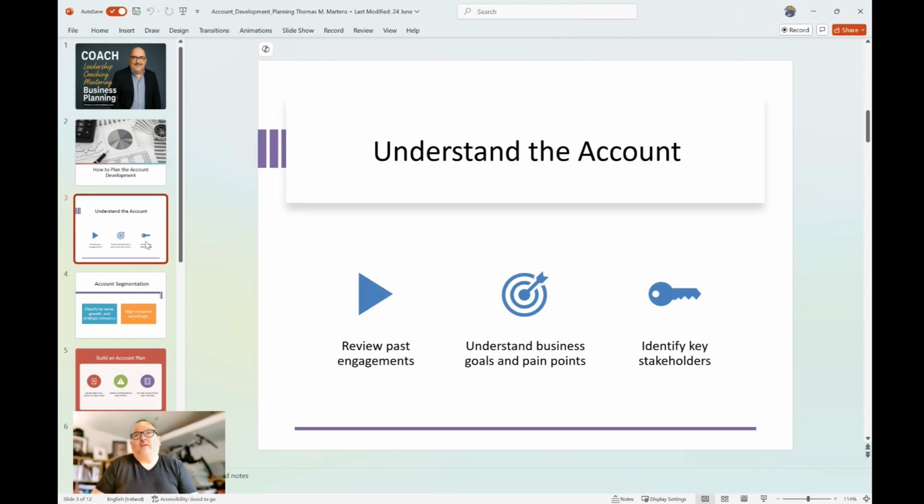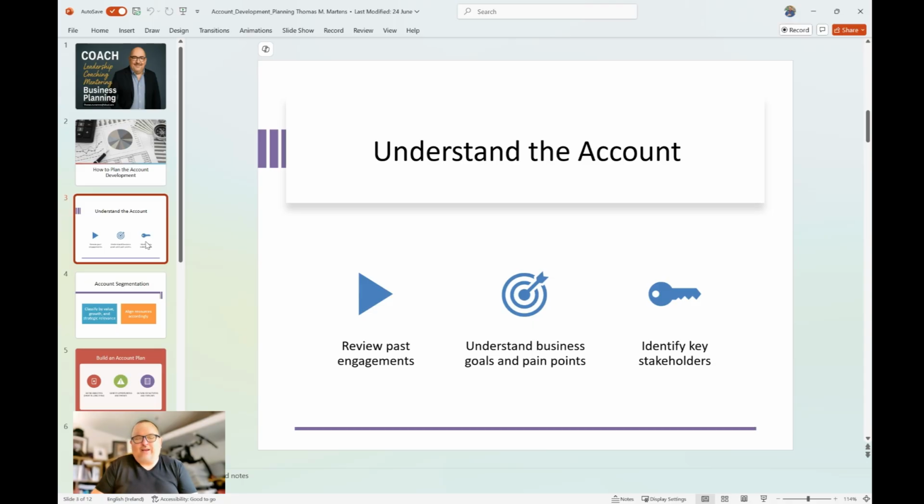Then it's very important to understand the business goals and pain points of the account, of the customer. When you have a bigger picture and a narrow picture about their business and their goals and their pain points, then it is easier for you to lead conversations with the customer and to engage with the different people in the different departments, because the people in the departments will give you a more detailed picture around the area where they are working in.